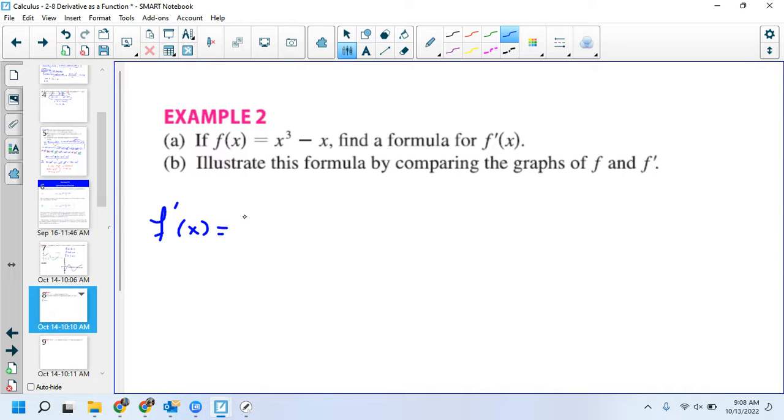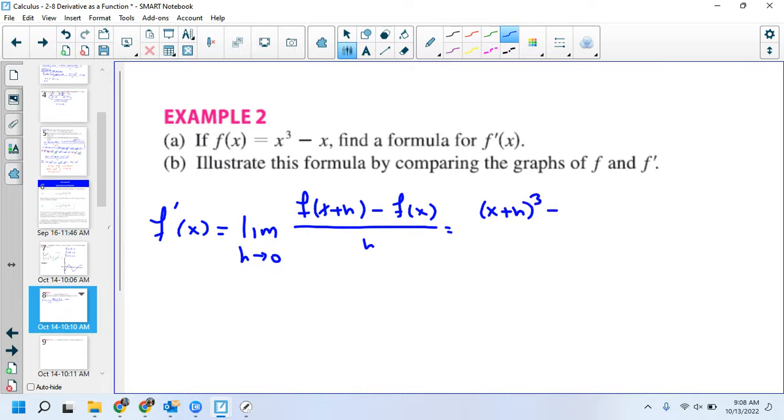is going to be the limit as h goes to 0 of f of x plus h minus f of x all over h. The reason I say boo is because now some of you see it. This has got to be x plus h to the third minus x plus h. At least we don't have to do it squared as well. Minus f of x. So x to the third minus x.